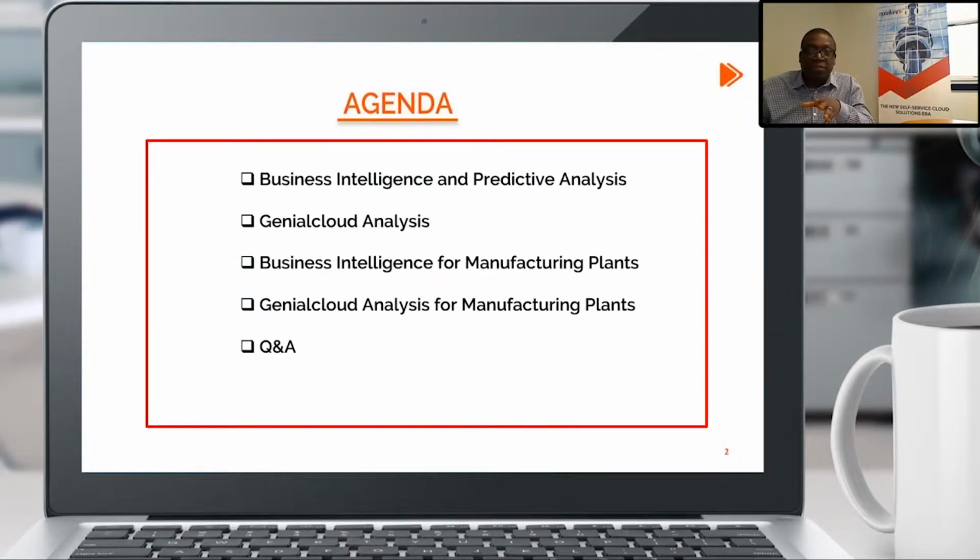On today's agenda, we're going to discuss business intelligence and predictive analytics. We're going to talk about our solution called Genio Cloud Analysis, and we're going to talk about how business intelligence can relate to manufacturing plants and how Genio Cloud Analysis, our solution, can help you with your manufacturing plants to be more efficient. And then at the end, we're going to have our Q&A.